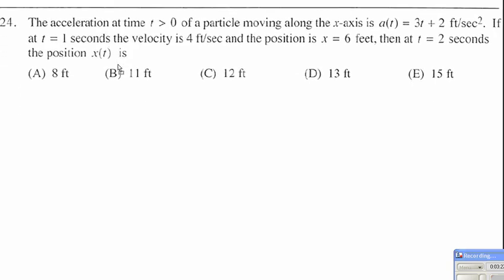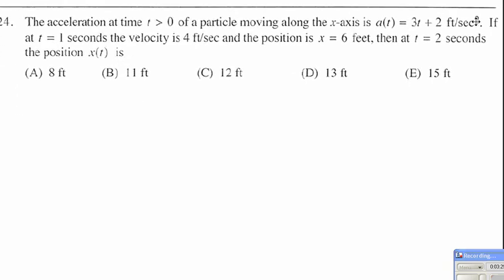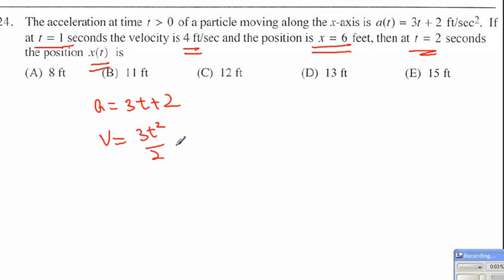Alright, now next, on acceleration, it's given in this way. If t equals 1, that's our key point right here. Velocity is 4 and position is 6. And then t equals 2 is the position we want. Now, then that means we need to go backwards, where since a is equal to 3t plus 2, what is v? v is equal to 3t squared over 2 plus 2t plus c. Now, when t is equal to 1, v was equal to 4.